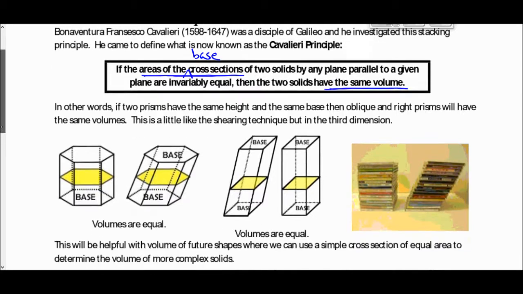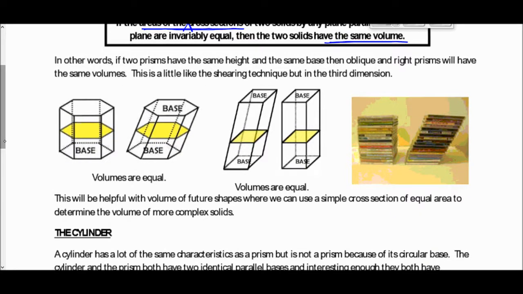Here's a couple of examples. Here is a right hexagonal prism. Here is an oblique hexagonal prism. I guess they're trying to indicate that the bases have the same area as each other. Okay, that area is congruent, and their heights are congruent, and they will have the same volume.